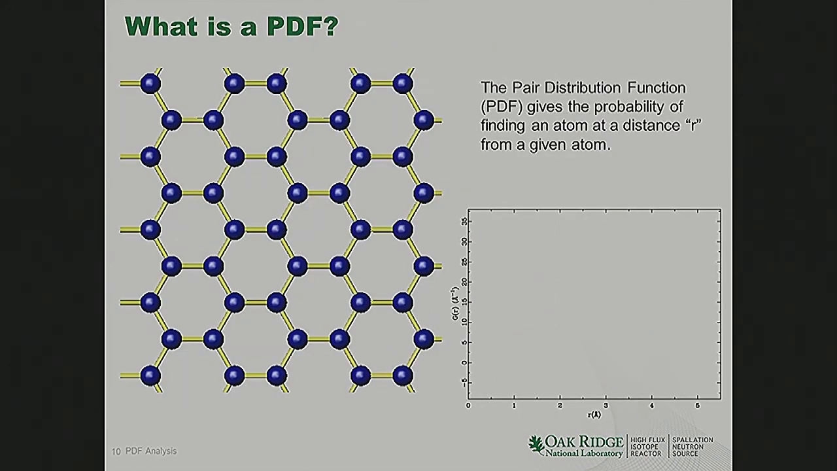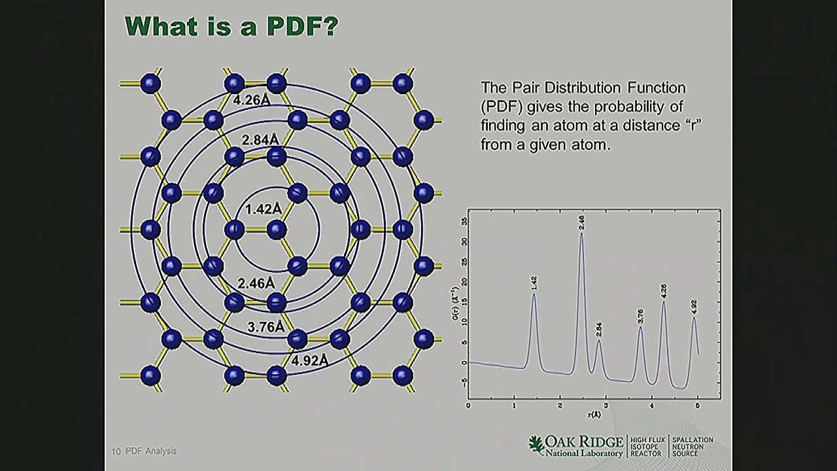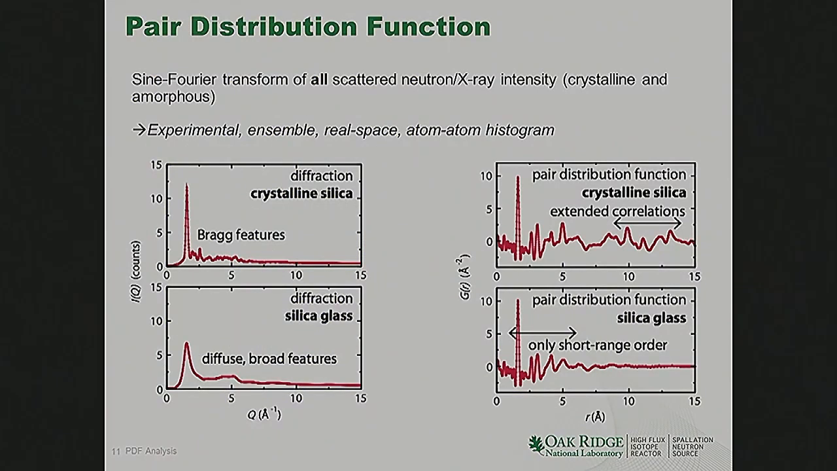Another way of thinking about the PDF, it's the probability of finding an atom at a distance r in real space from any other atom. So if we start at the atom in the middle and we start going a distance away, you find the first set of neighbors at 1.42 angstroms and 2.46 and so on. And so it really is an atom by atom histogram of all the pair-pair correlations in the material. Now this is a very simple 2D structure. It gets a lot more complicated when you get to complex disordered materials.